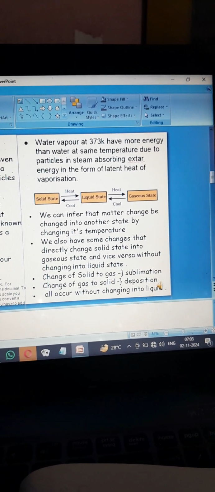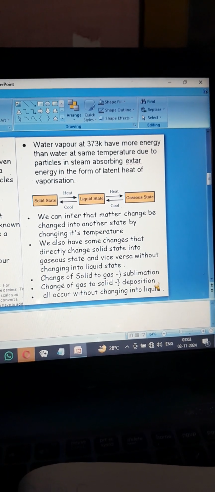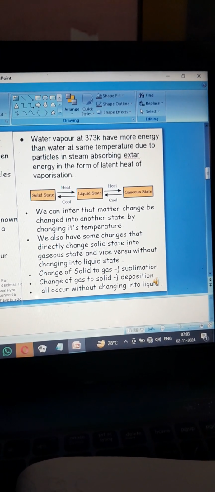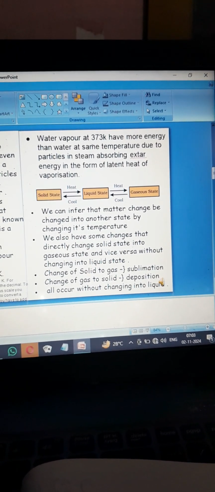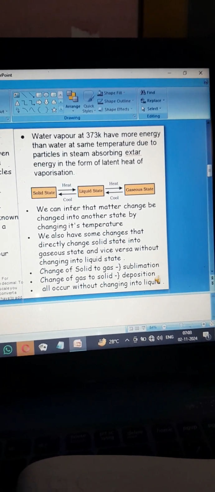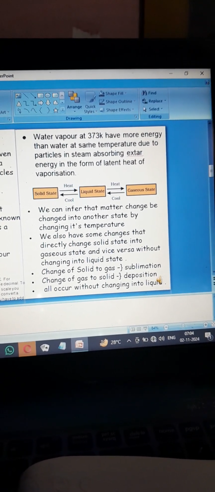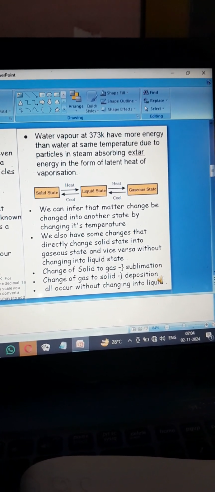Understand, my dear children? We also have some changes that directly change solid state into gaseous state and vice versa, without going through liquid state. So the change of solid to gas is called sublimation. You have to understand and remember it. What is sublimation? The change of solid to gas is sublimation. The change of gas to solid is deposition. All of this occurs without changing into liquid.